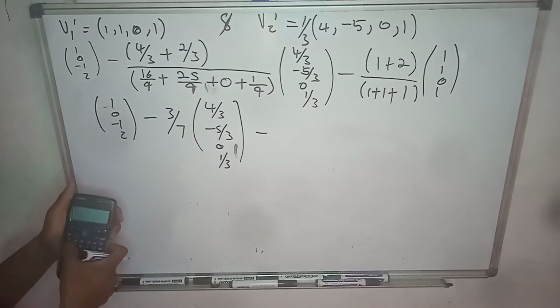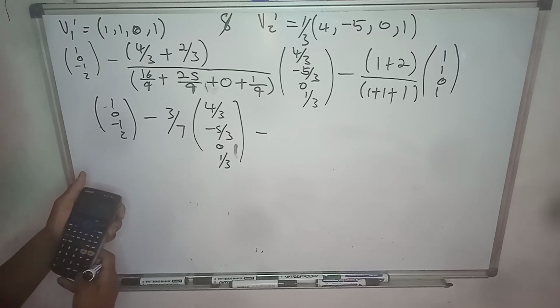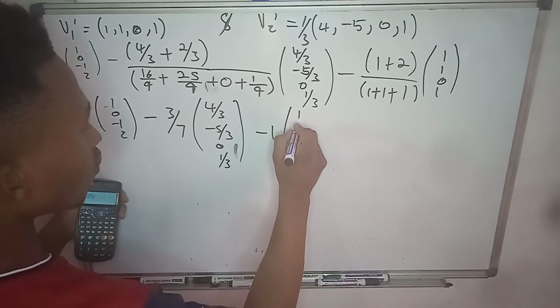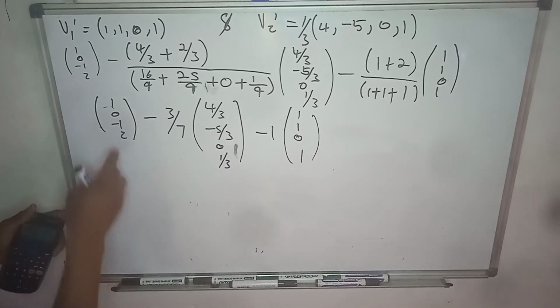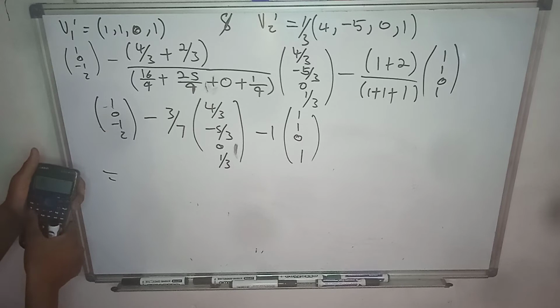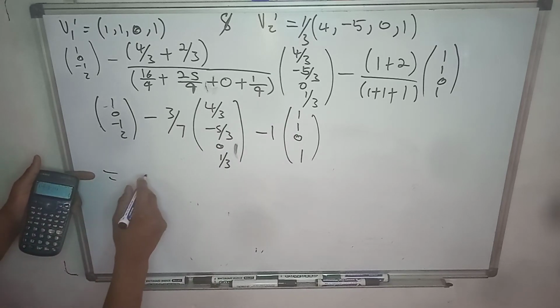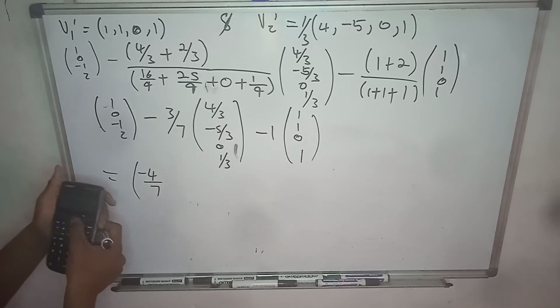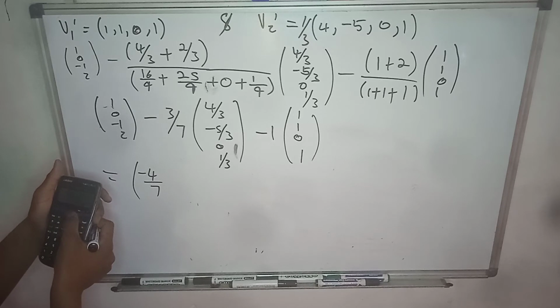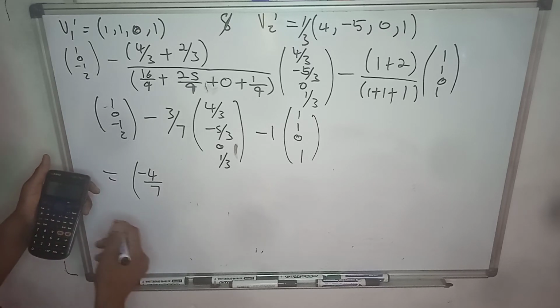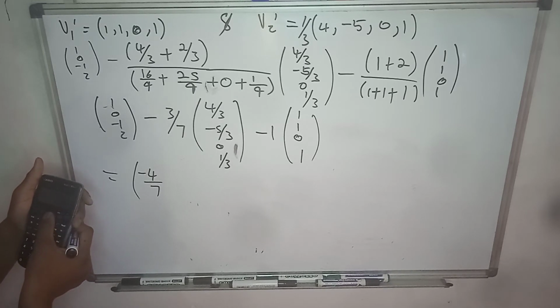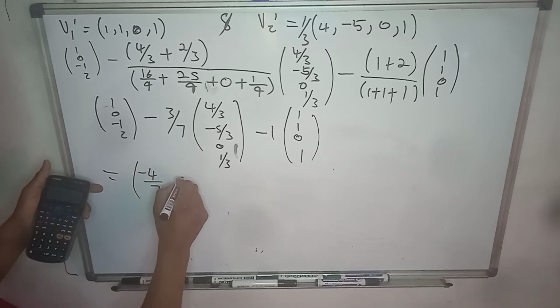Minus. If you do that one also, you say 1 plus 2 with your calculator, 1 plus 1 plus 1, so it's actually 1, and 1, 1, 0, 1. So we can do this. We are going to say 1, which is this one, and we subtract 3 over 7 multiplied by 4 over 3, and we minus 1 multiplied by this one, and it will give us minus 4 over 7. That is the first value. For our second, we substitute 0 minus 3 over 7 multiplied by minus 5 over 3 minus 1 times 1, which will just give us minus 2 over 7.